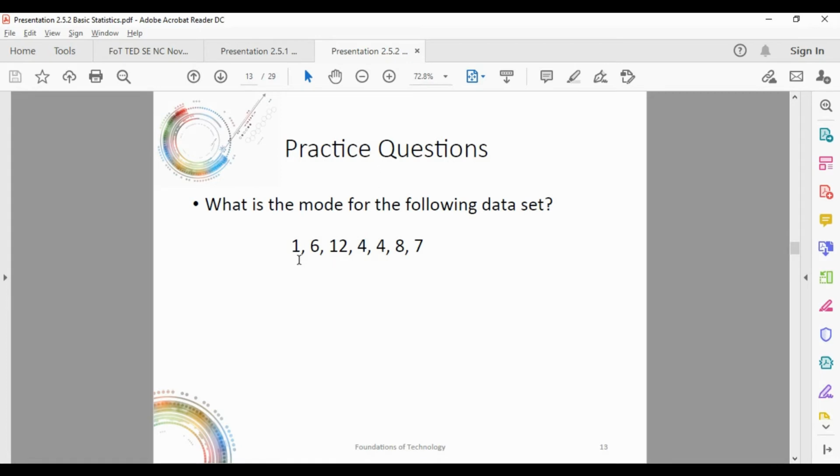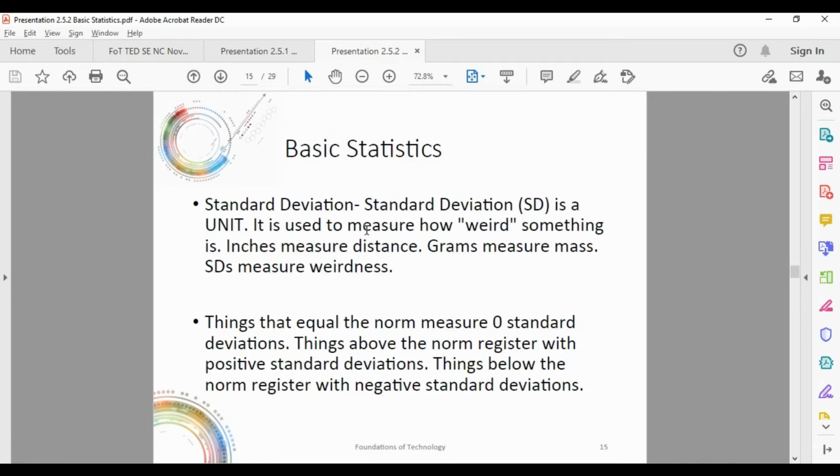All right, what's the mode? Which number occurs the most? It's going to be 4. You don't have to order a set to find the mode, but when you get into larger data sets, it may help you count the numbers a lot faster if you were to order them.